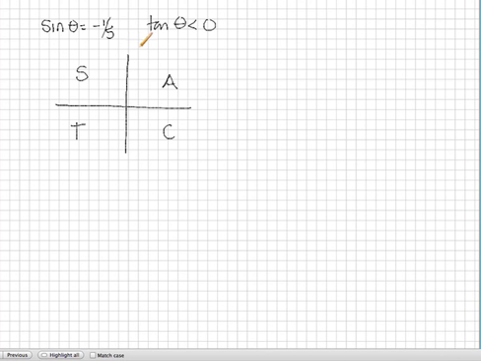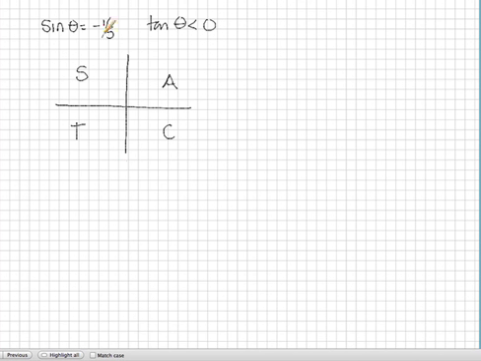If we want to find cosine theta, given that we know that sine theta is negative 1/5 and that tangent theta is less than 0, the first thing we're going to do is find the quadrant that we're in. And the second thing we're going to do is use a trig identity to help us solve for cosine theta. So let's do part 1.